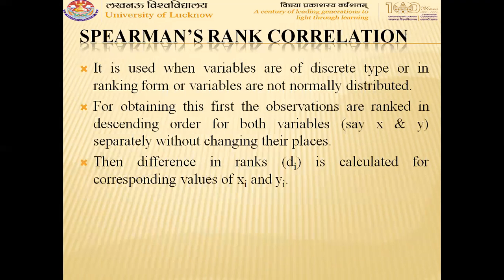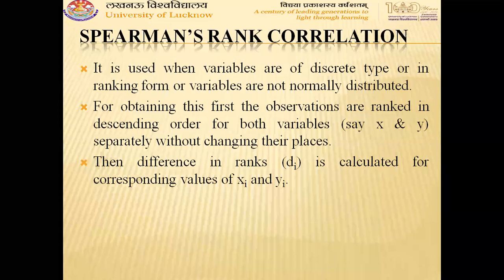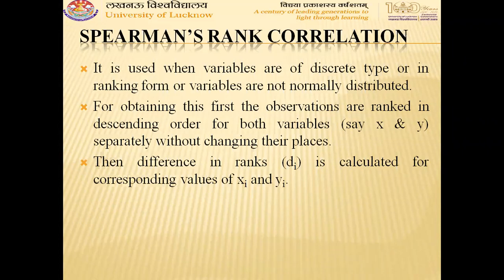Now another method of representing the correlation between two variables is Spearman rank correlation. We took the assumption for Pearson's correlation that both variables should be continuous. But if variables are not continuous, that is, they are of discrete type or in ranking order, then we cannot use Pearson's correlation. In that situation, we use Spearman rank correlation.